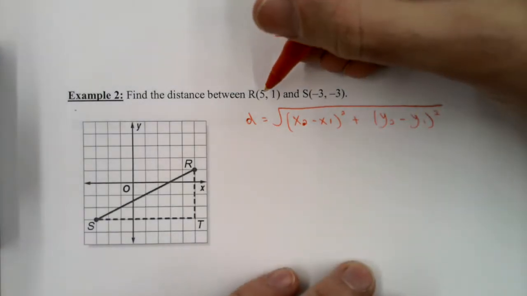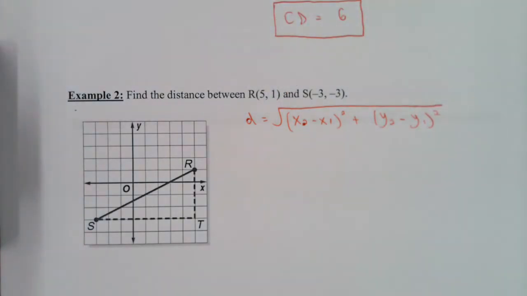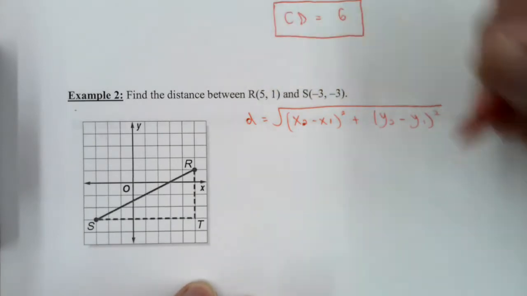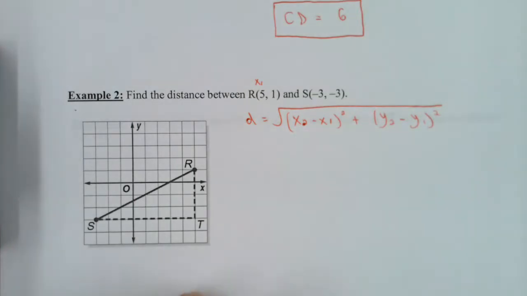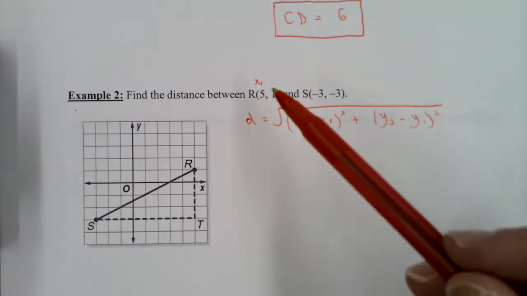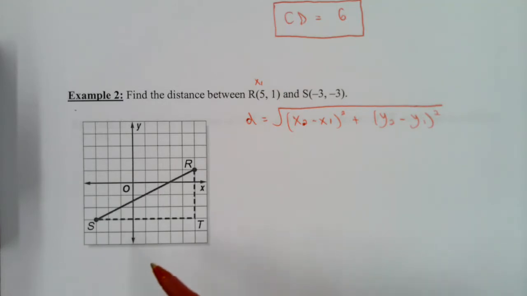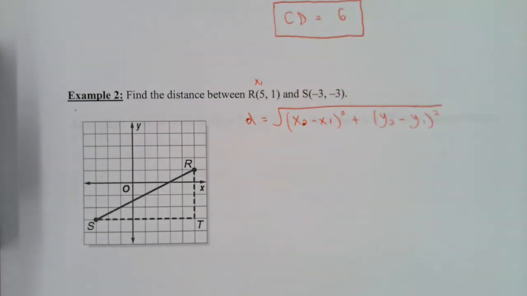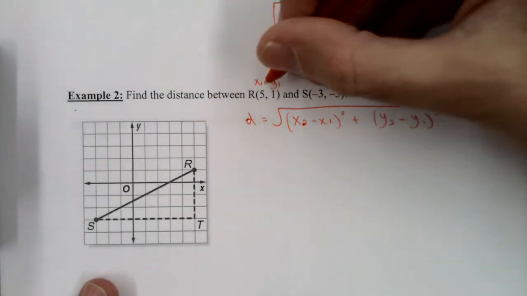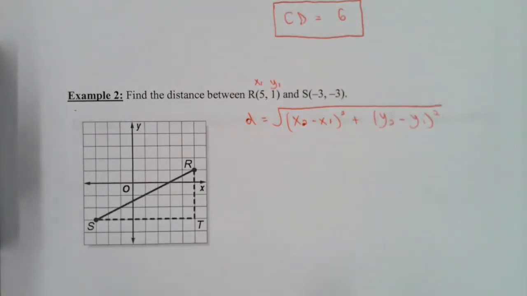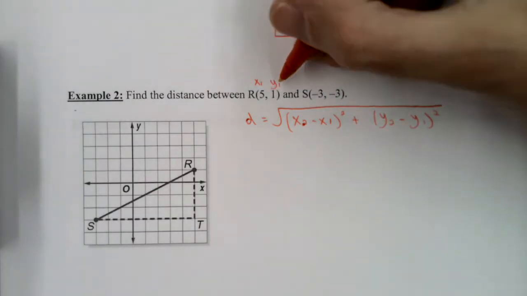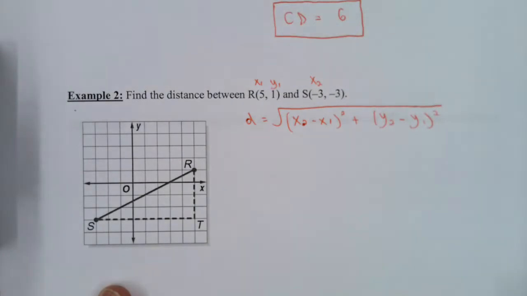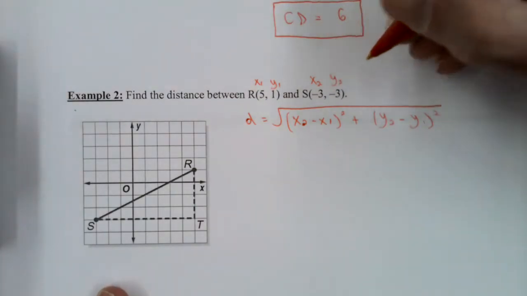Now what you want to do is label ahead of time what's x1 and what's x2. It does not matter what you call x1. You could call 5 x1, or you could call negative 3 x1. I'm just going to call 5 x1. It doesn't matter which one you start with. The distance from R to S is the same as the distance from S to R. If I call the 5 x1, the number right next to it has to be y1. x1 has to be next to y1. That's important. That matters. So again, this has to be x2 because I called that x1. x2 has to be next to y2.